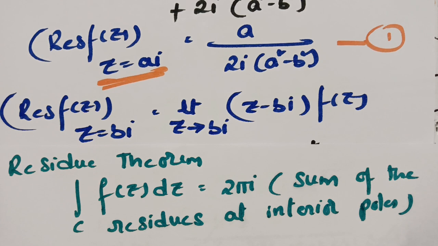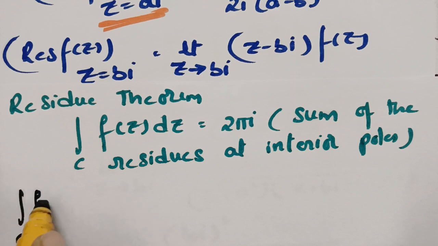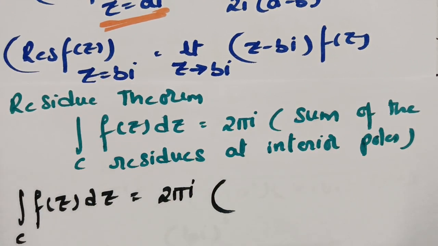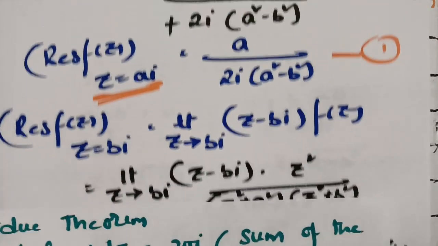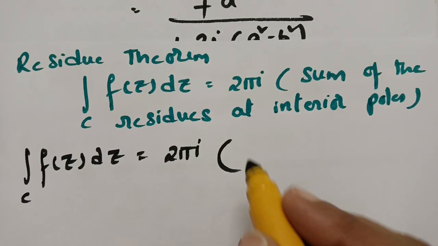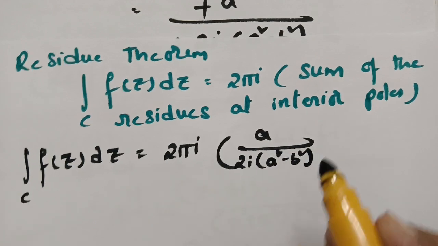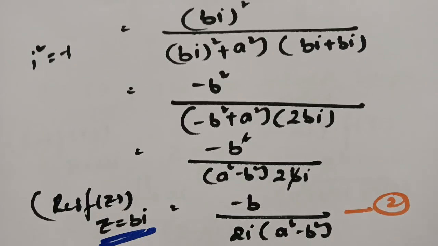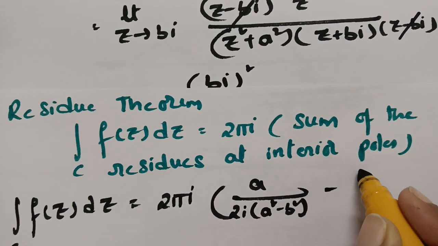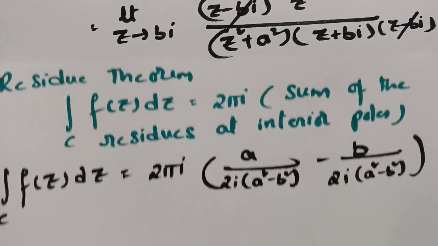So this value will be integral over c of f(z) dz, which is equal to 2πi times the sum of the residues at the interior poles. The first interior pole is ai, giving a by 2i times (a² − b²), and the second interior pole is bi, giving minus b by 2i times (a² − b²).